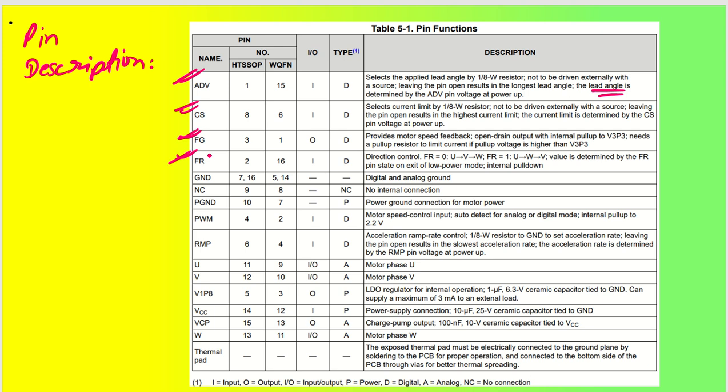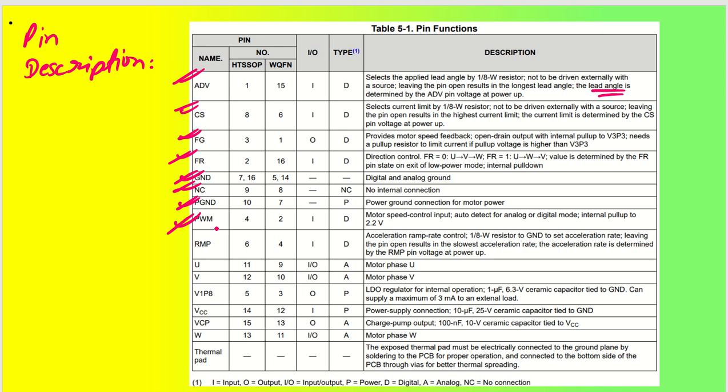Then we have the FR pin, that is going to set the direction of the motor driver. If it is 0, then it will be UVW, and if it is 1, then it will be UWV. So this is how the motor direction control will be done. Then we have the ground pin, which can be directly connected to your analog ground. We have a not connected pin as well. Then we have the PGND pin, that is your power ground pin. Right now, for a very simple application, I am going to put this ground pin and PGND pin both the same, so that there is no need to make the design very complex.